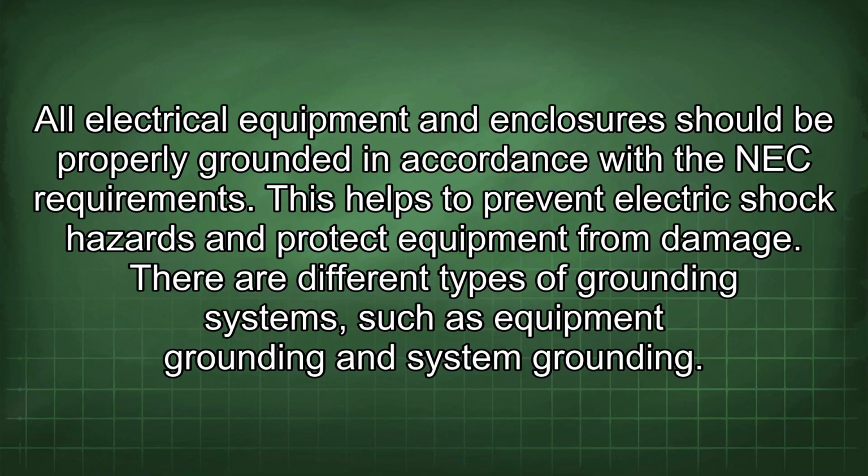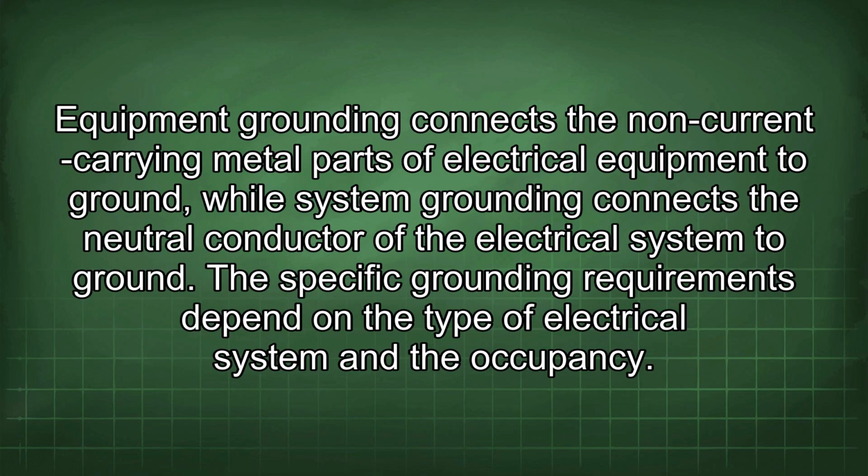There are different types of grounding systems, such as equipment grounding and system grounding. Equipment grounding connects the non-current carrying metal parts of electrical equipment to ground, while system grounding connects the neutral conductor of the electrical system to ground. The specific grounding requirements depend on the type of electrical system and the occupancy.